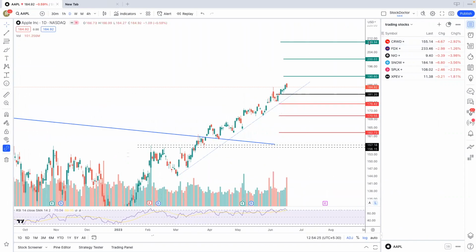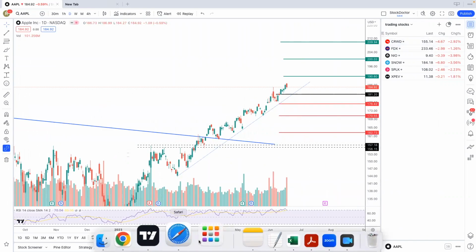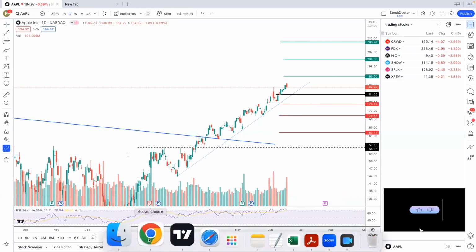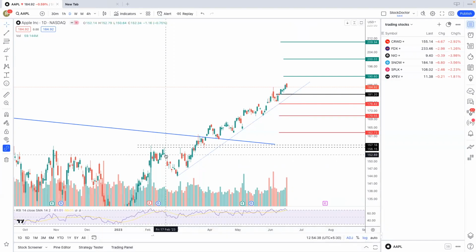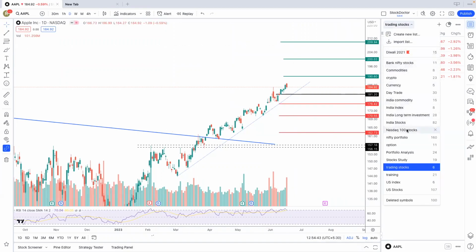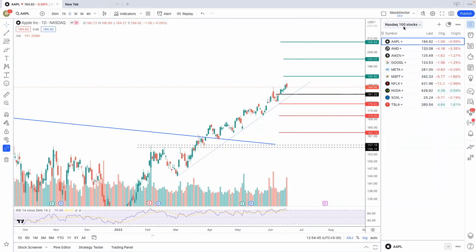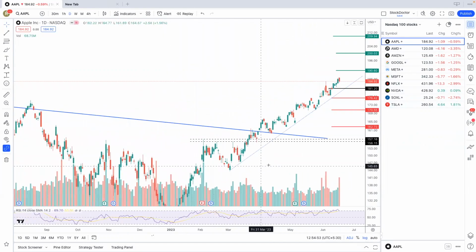Before I start the analysis of this, if you have not watched the video about the index analysis which I have done, that is about Nasdaq, Dow Jones, S&P 500 and Russell, you should go ahead and watch that video first and then come back to this video, because the levels of all these stocks depend on the levels of the indexes. So let's go ahead and start our analysis of Apple first.